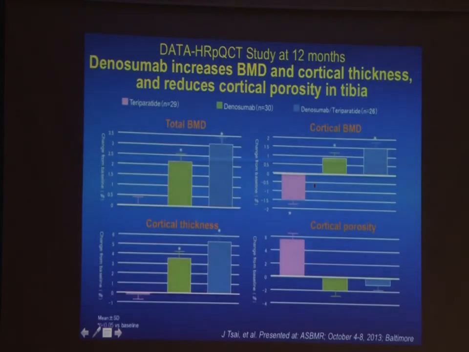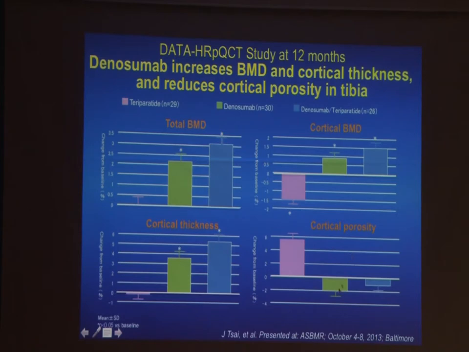The reason why that caused such an effect was that the total bone mineral density is highest in the combined group, and cortical thickness is increased more than with denosumab alone. Compared to this, teriparatide alone does not increase cortical thickness or cortical bone mineral density. Cortical bone mineral density is even reduced, as I showed in the tibia. The reason why this occurs with teriparatide appears to be an increase in cortical porosity.